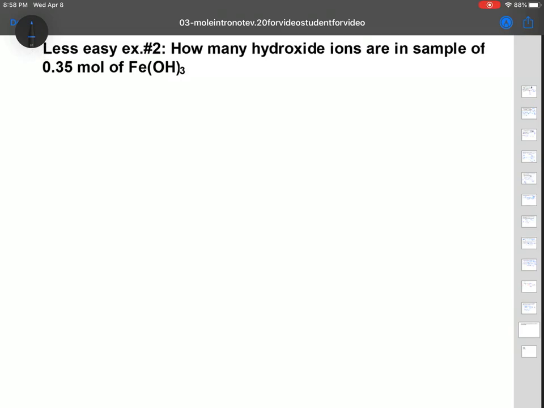Okay, so now this one, it says less easy example number 2. How many hydroxide ions are in a sample of 0.35 moles of iron 3 hydroxide? So we're given moles, and we want to get to the number of ions, which you can't skip steps. So we're missing a piece here to get to the number of ions. We need the number of entities. So this question is going to have more than one step.